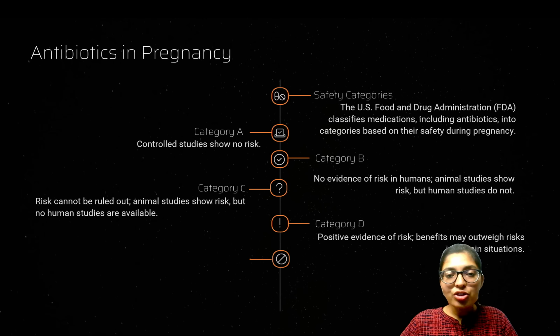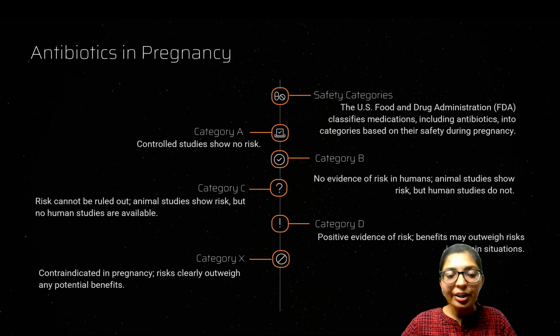Category D are those drugs which are prescribed only if their benefit is more in comparison to their risk. And the last one is category X, which are contraindicated in pregnancy. Their risk clearly outweighs any potential benefit. So these were the classes according to the US Food and Drug Administration, and it should be followed during antibiotics in pregnancy.